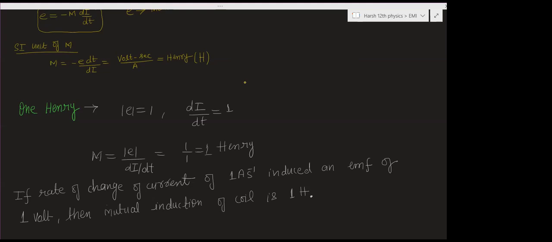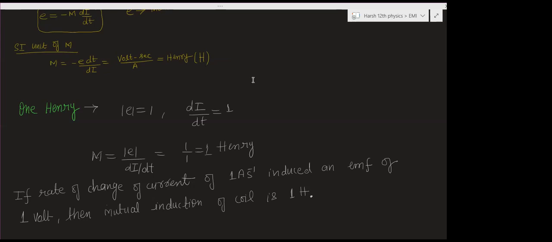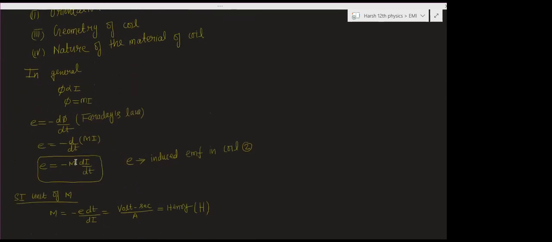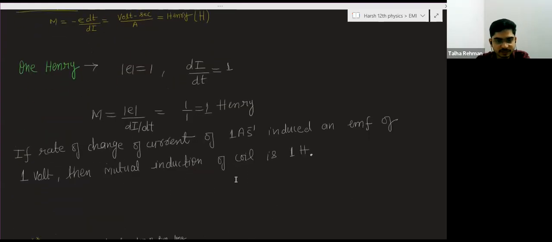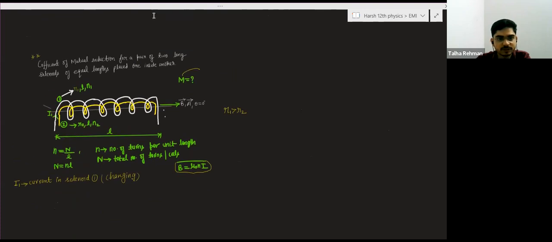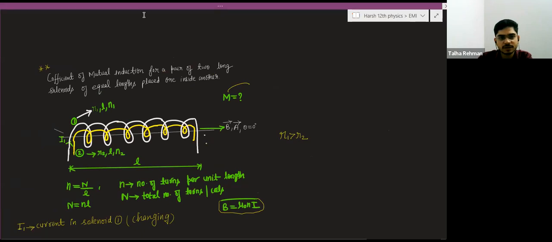Done, sir. Okay. So now what we will do, we will calculate this M, the coefficient of mutual induction, for different constructions. See this construction first. This is the construction.